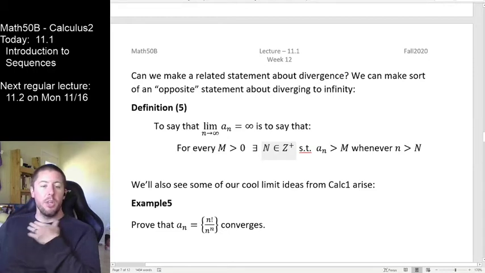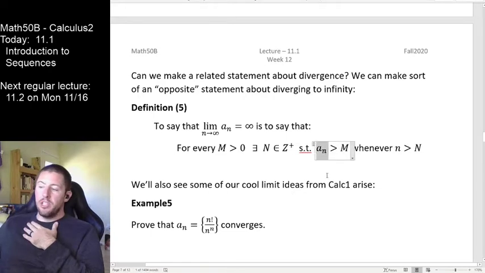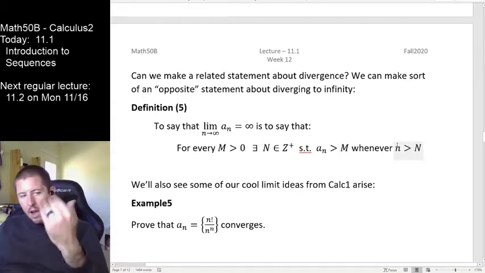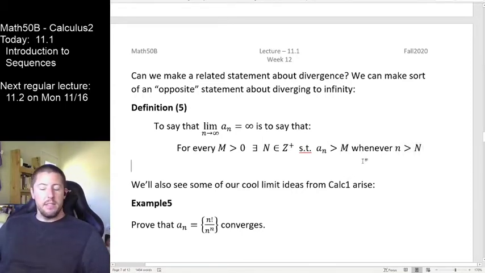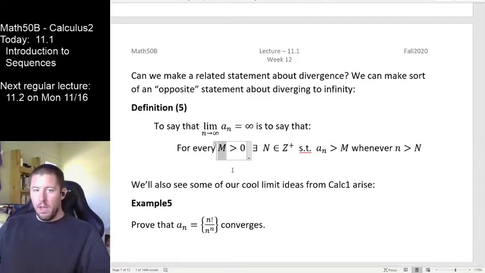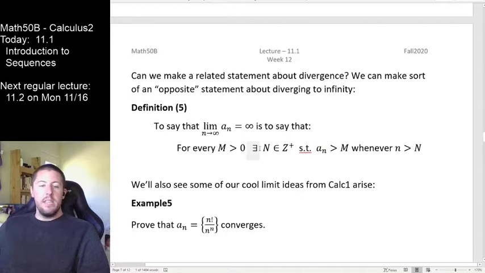It's saying there's some location out in the sequence that we can go to, such that the value at that location is going to be bigger than the number that we chose, as long as we've gone out at least that far. So if our sequence really diverges off to positive infinity, then I should be able to pick a number, say M is 1 billion. What I want to know is that there is guaranteed to exist some location in our sequence, the capital Nth term, such that all of the terms in our sequence, a sub n, exceed it.